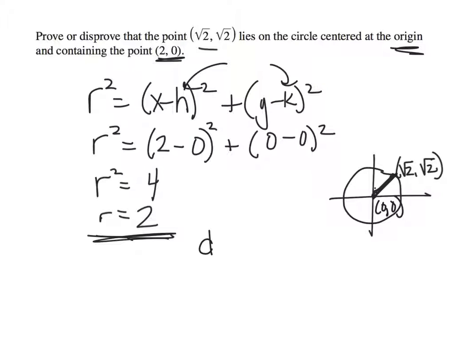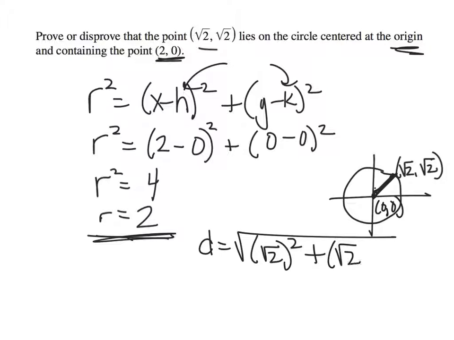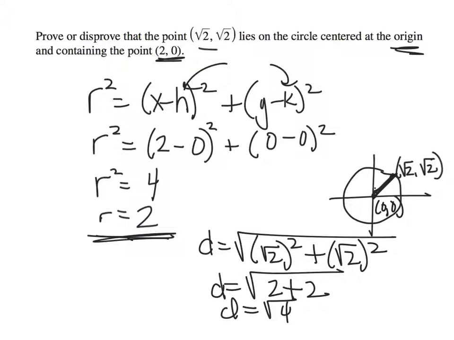So we're going to find the distance between these 2 points using the distance formula. I subtract my x values, so root 2 minus 0 is just root 2, squared. Subtract my y values, root 2 minus 0, squared. That gives me the distance of the square root of root 2 squared, which is just 2, plus 2. The distance is the square root of 4, so the distance is 2. What does that mean? That means this distance is 2, which is also the radius, and we know the radius is 2, therefore verifying that the point root 2, root 2 does in fact lie on the circle centered at the origin containing the point 2, 0.